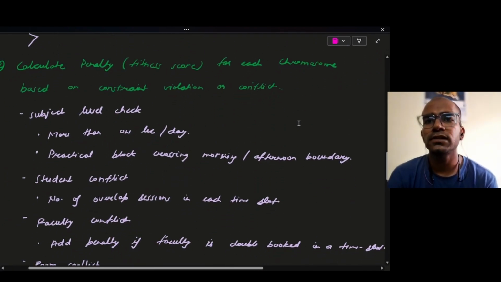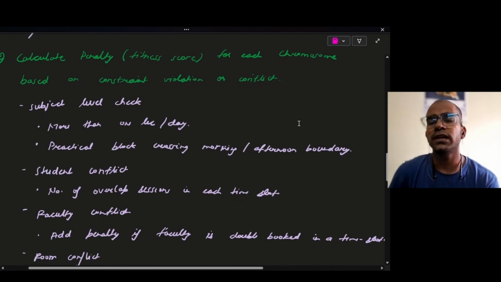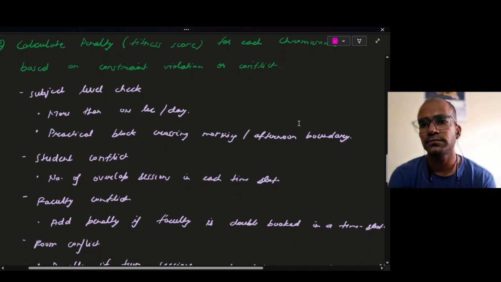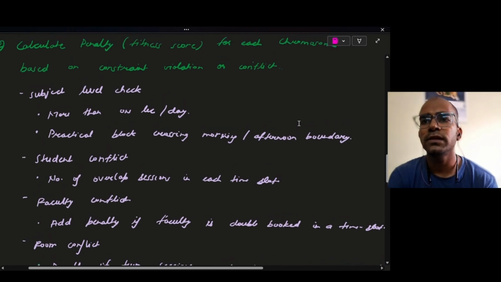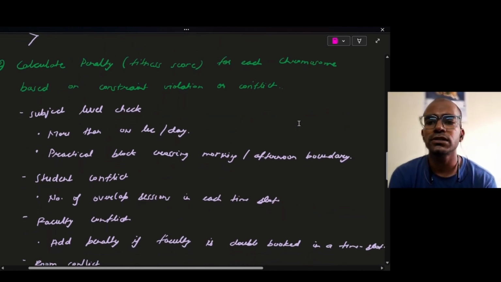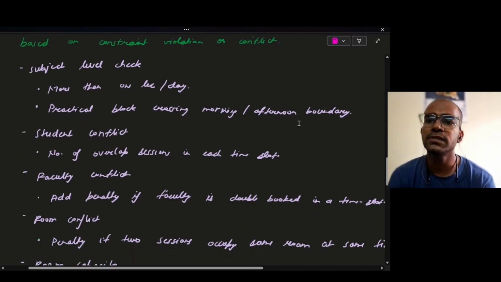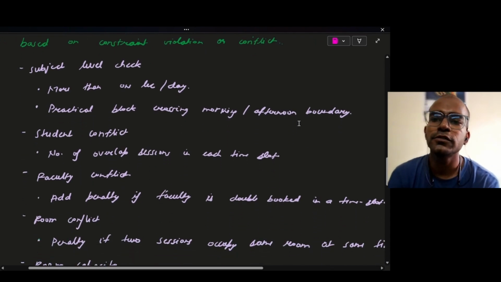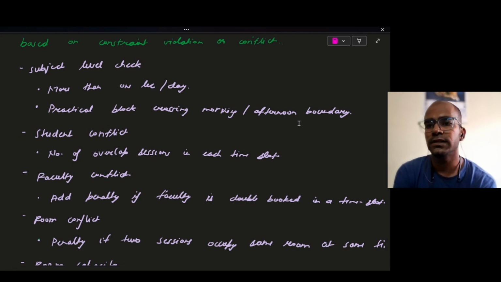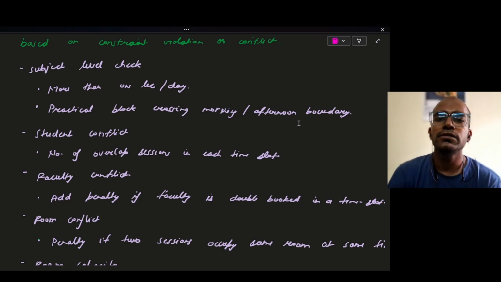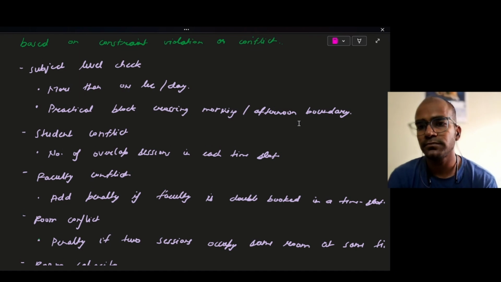Then we will calculate the fitness score for each chromosome that we have randomly initialized. The penalty will be introduced if there is a constraint violation or conflict. At the subject level check, we will introduce a penalty if for a subject there is more than one lecture per day. The penalty will be introduced if the practical block is crossing the morning boundary or afternoon boundary.